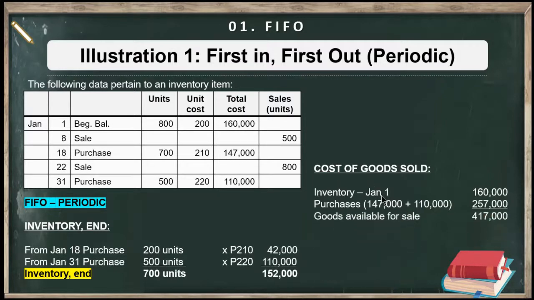So the total goods available for sale is 417,000. Or you can just simply add these three items. That's your goods available for sale. And since we already know our inventory ending balance, which is 152,000, therefore our cost of goods sold would be 265,000.